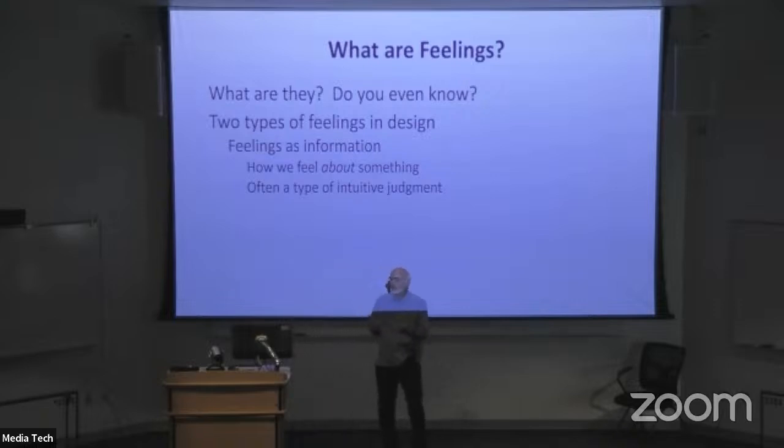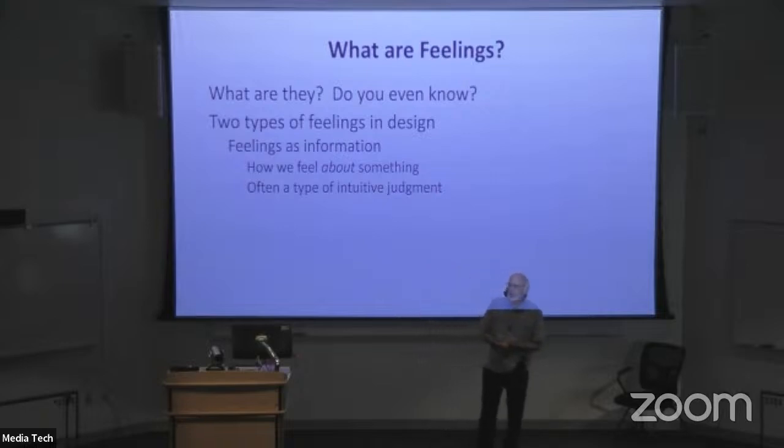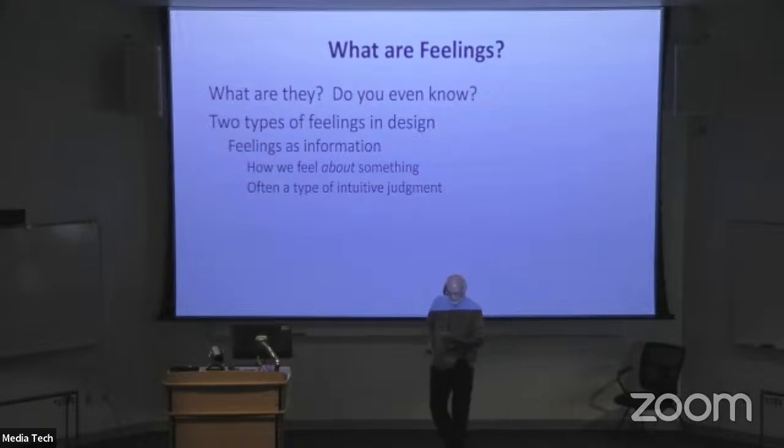How do we feel about something? Using feelings as information is oftentimes an intuitive type of judgment. We're passing judgment on something. We have some options. Am I going to study for this class tonight, or am I going to go out with my friends and have a beer? I feel I'm going to do this. That's a judgment. We're using our feelings to make design decisions.